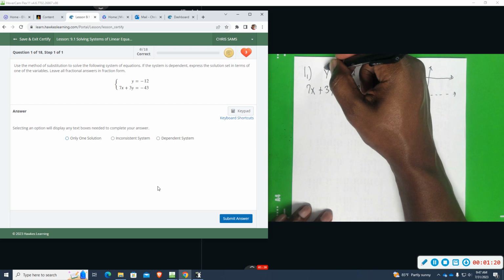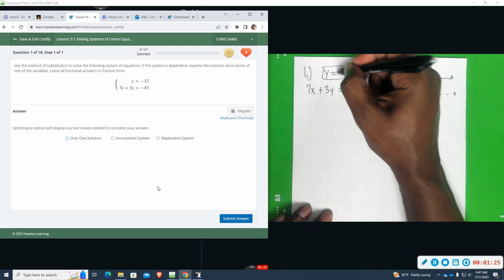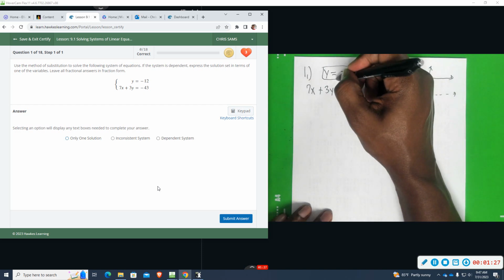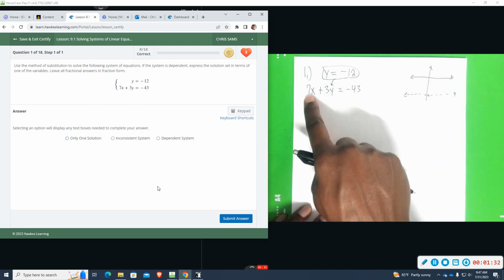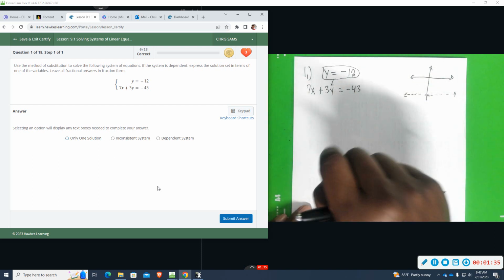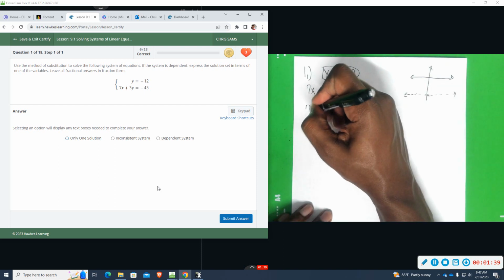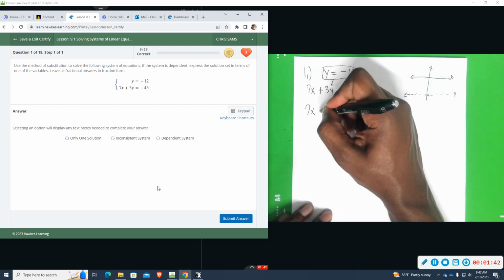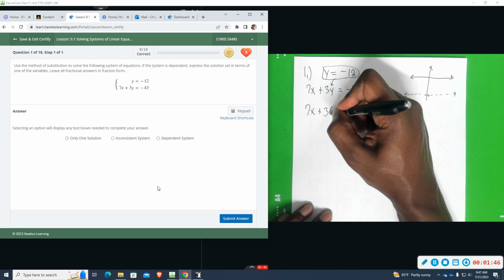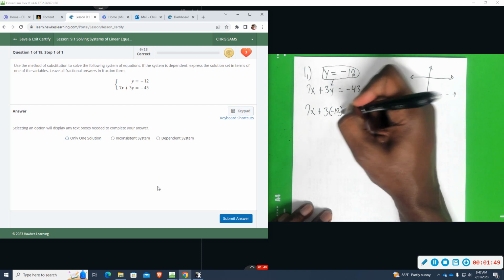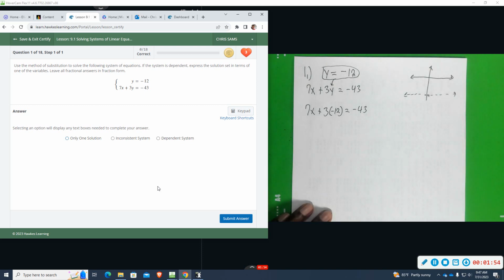So since I know that y is equal to -12, I'm going to plug in a -12 in the second equation for y. I'm going to substitute, and then that will allow me to have one equation with one variable, and I will be able to solve for x. So using substitution, we have 7x plus 3, and instead of y, I'm going to write 3 times a -12. So here's the substitution right here, equals -43. And then from here we'll solve.